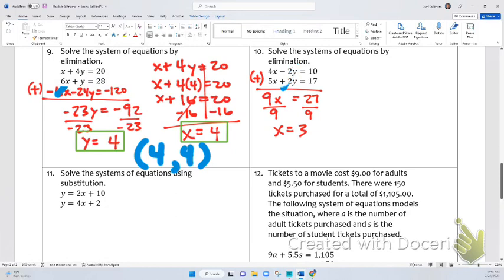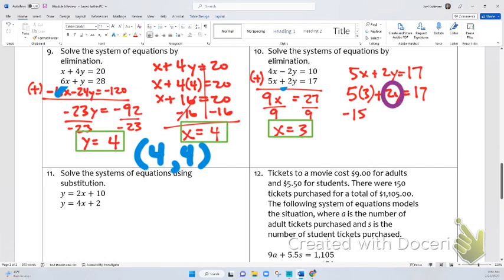Plug it back into whichever equation you want. I always like plugging it back into the top one. But in this case, some of you guys might say, no, I'd rather do an addition one, so I'll do the bottom one, sure. It really doesn't matter which one you use. So 5x plus 2y is equal to 17. Anywhere you see an x, because that is my answer that I got down here, I'm going to simply plug in a 3. So when I solve this, you'll notice I'm trying to isolate my 2y, which means that I subtract 15 from both sides because 5 times 3 gives you 15.